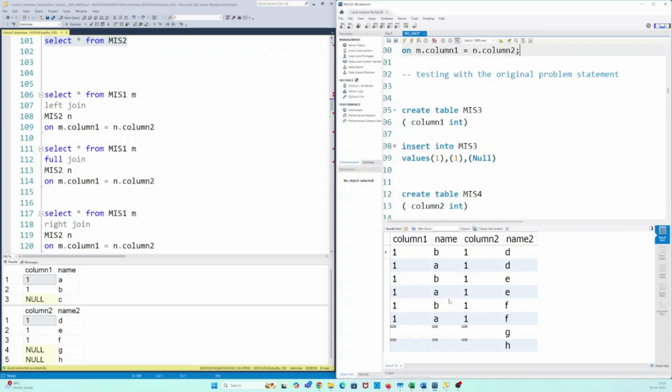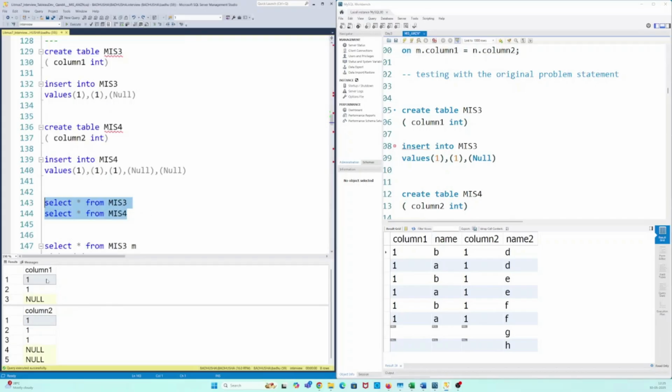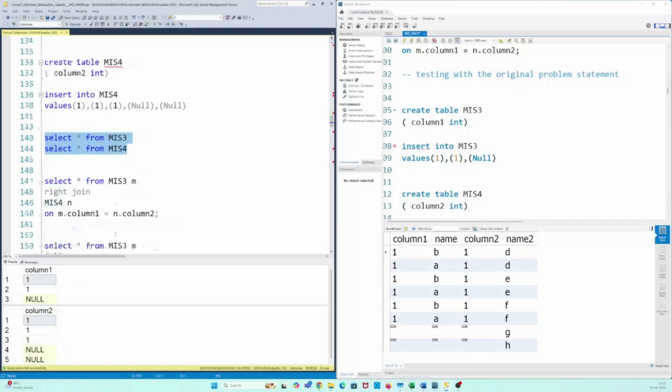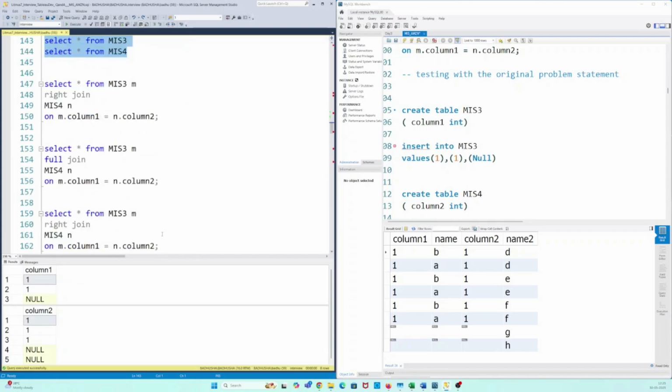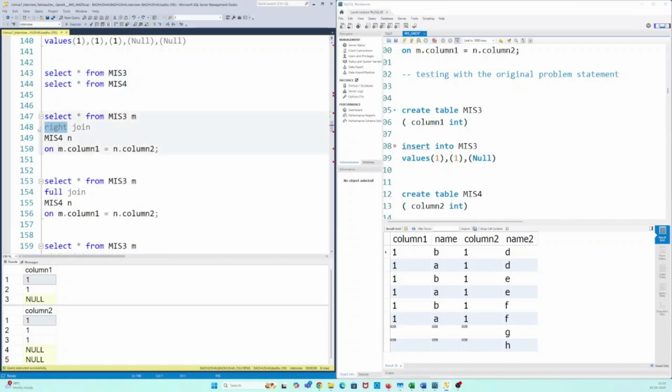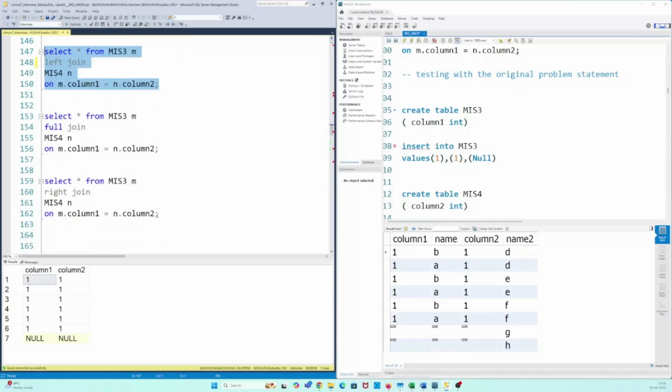Once again, this was not our initial table. This is how our initial table looks like. There was no name column. I created a name column for easy understanding of the logic. So now let's run our problem statement and see whether it is returning the same number of rows. First, let's try the left join. For left join, it is returning 7 rows. For right join, it is returning 8 rows. And for full join, it is returning 9 rows.